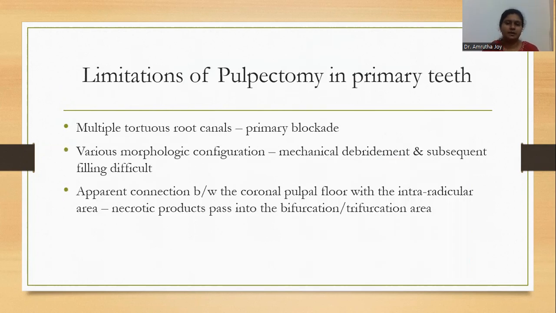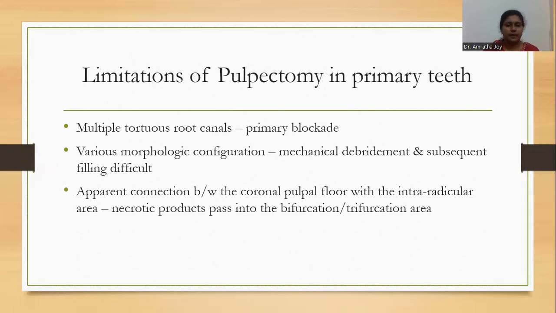Limitations of pulpectomy in primary teeth. The primary teeth root canal morphology is different from the permanent tooth, because the root canals in primary teeth are ribbon shaped and tortuous in course. So multiple tortuous canals are present in primary teeth, and a greater number of accessory canals are also present. So the complete removal of pulp tissue from the accessory canals and these tortuous ribbon-shaped canals is almost impossible.